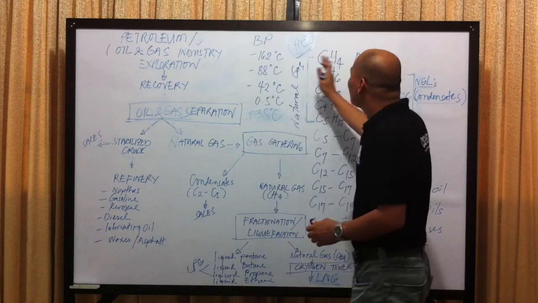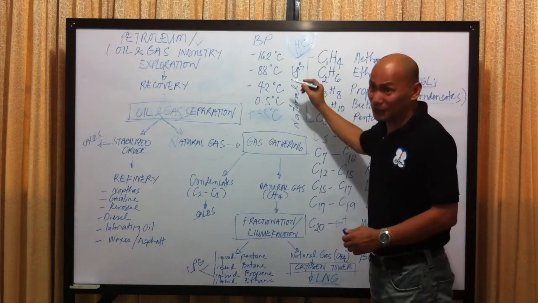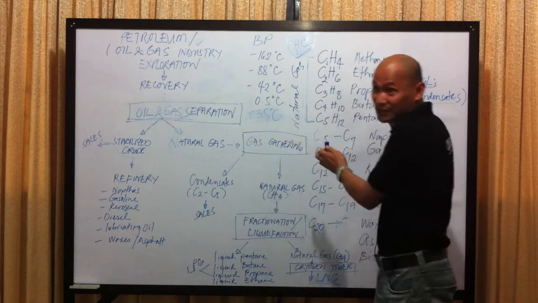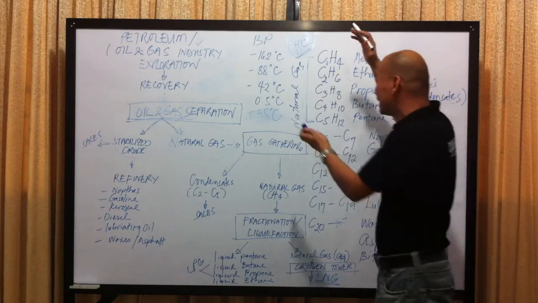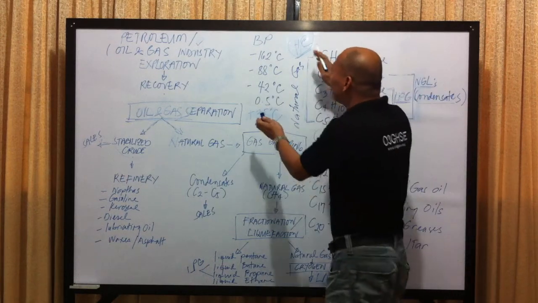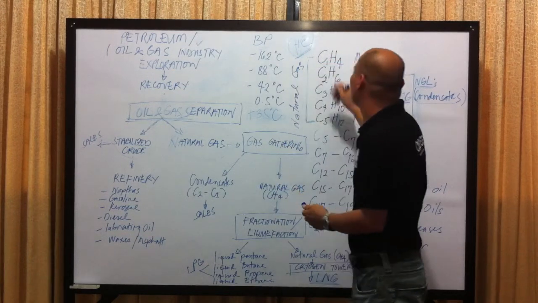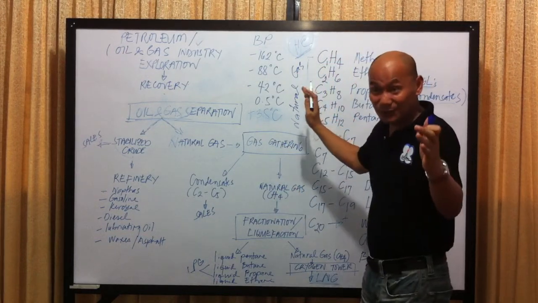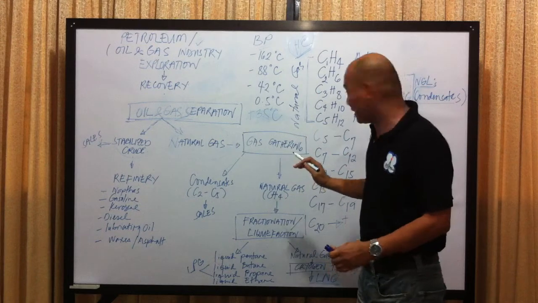On the right side are the corresponding boiling points, which you have to memorize. As we go on with the process, you will know the significance of the boiling points of the corresponding C1, C2, C3, C4, C5.